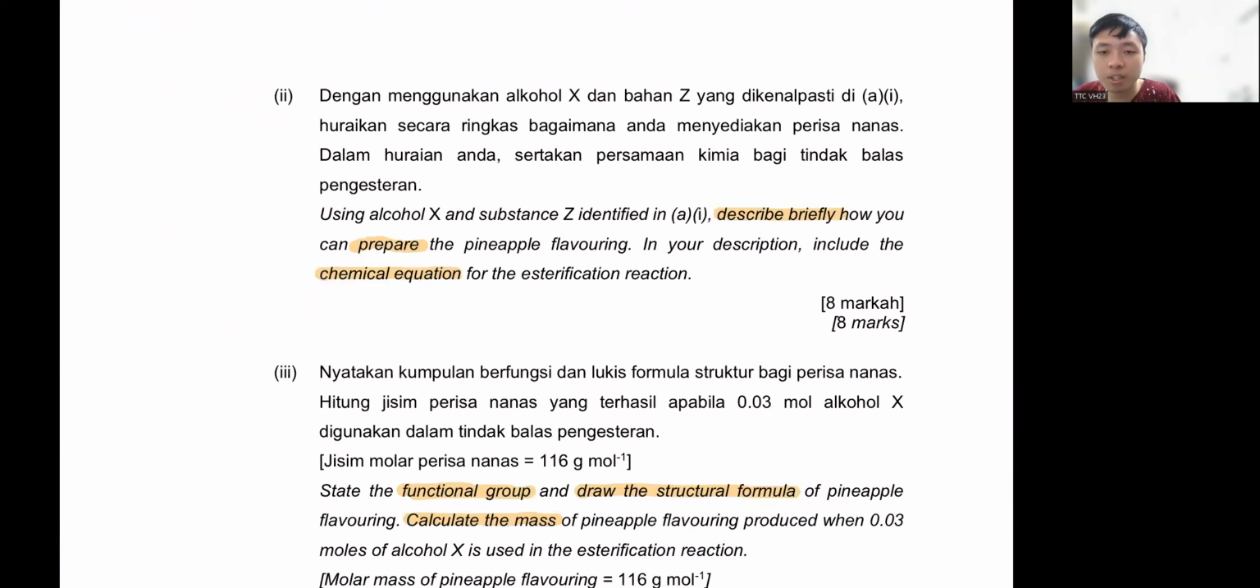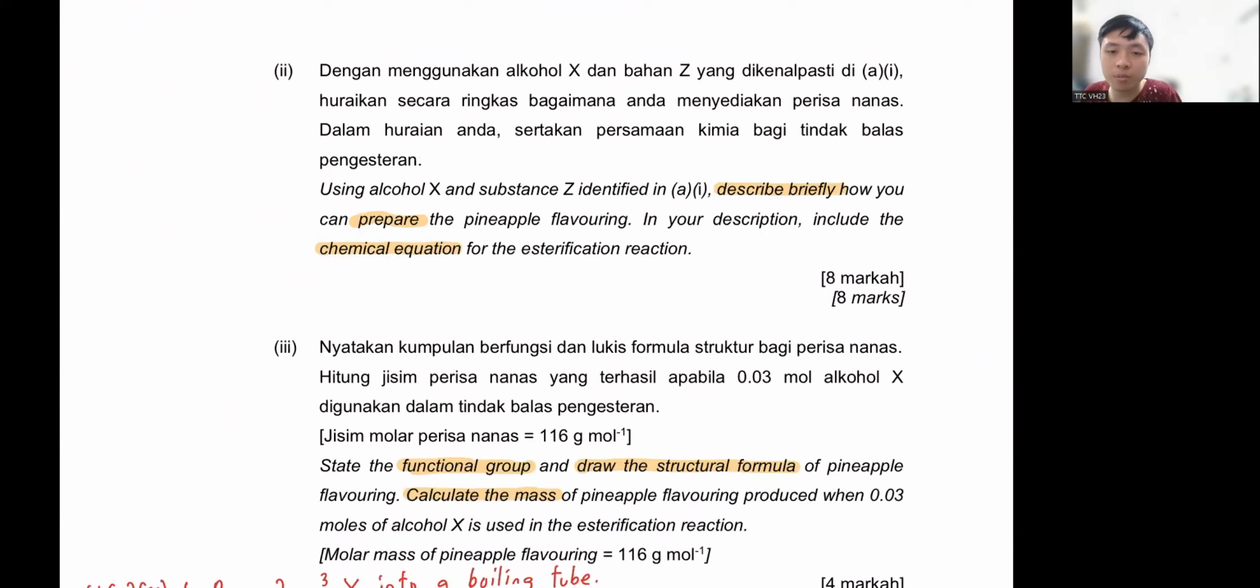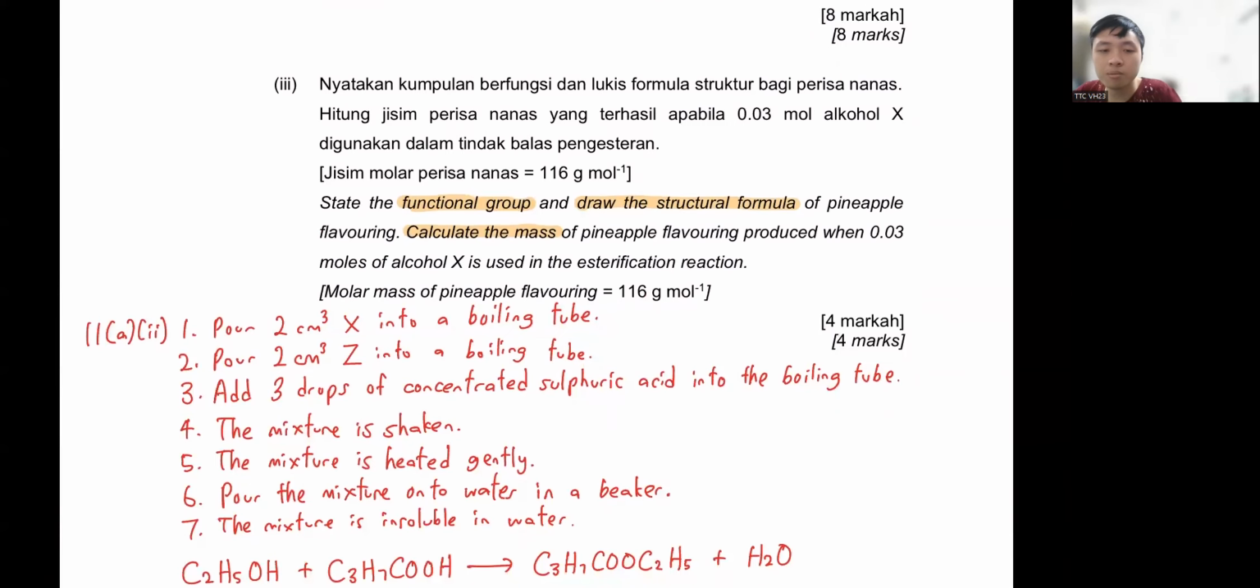Then I will explain. Using alcohol X and substance Z, substance Z is an acid. Alcohol plus acid becomes ester. So how do you prepare ester? Pineapple flavoring means ester. Then include the chemical equation. Very simple procedure only. Just put the alcohol into a boiling tube, put Z into the boiling tube. Then you have to add one more thing, concentrated sulfuric acid for esterification. You remember this, into the boiling tube. Then the mixture is shaken. The mixture is heated gently or slowly.